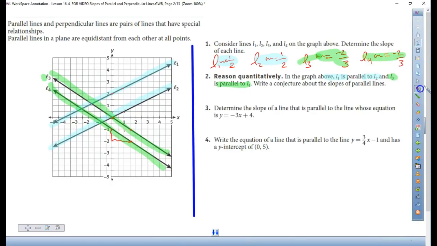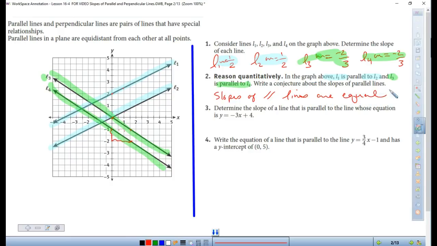So we're supposed to write a conjecture about the slopes of parallel lines. Hopefully you can tell that the slopes of parallel lines are equal. They're the same. So determine the slope of a line that's parallel to the line whose equation is y equals negative 3x plus 4. Well, we have to assume that by now you know that's in slope-intercept form. So if it's solved for y, we know the slope is the coefficient of x. So a line parallel to that would have slope equal to negative 3, the same slope as that line.